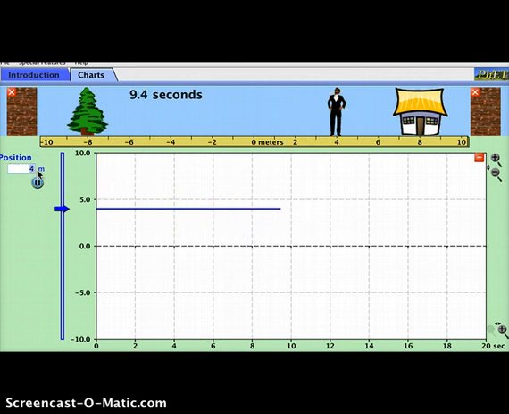And we could change that position. We can have him teleport to 6. Oh, quick little teleportation, going to 6 meters, and he's just going to hang out here. Well, this is all kind of boring. Let's get this guy moving.